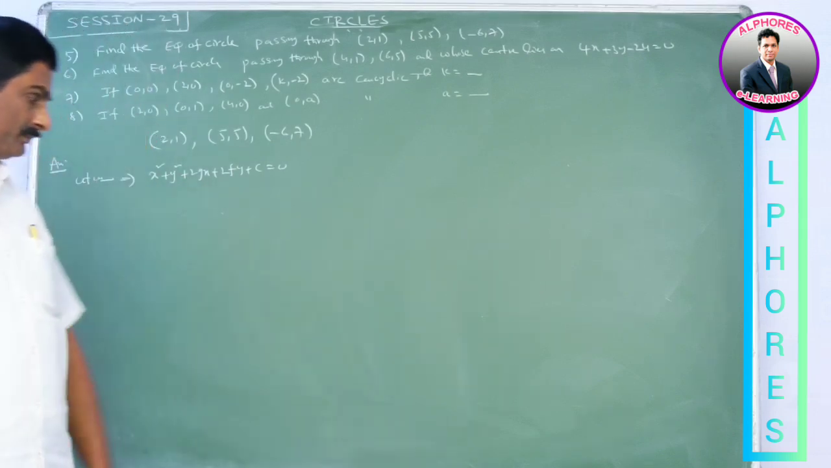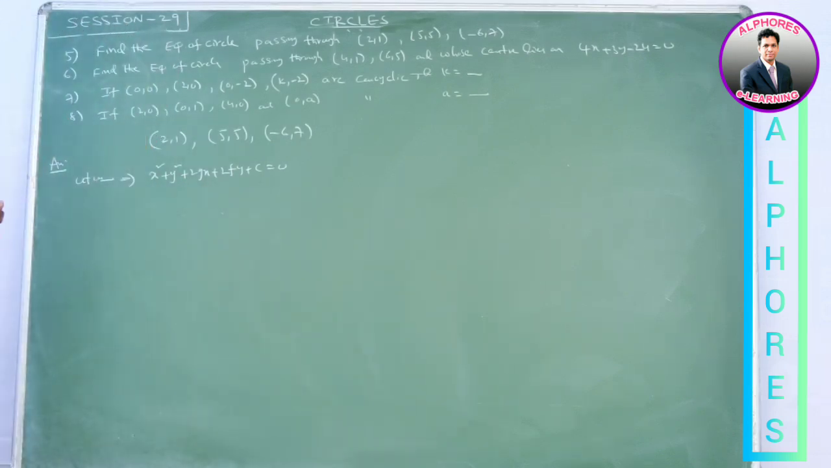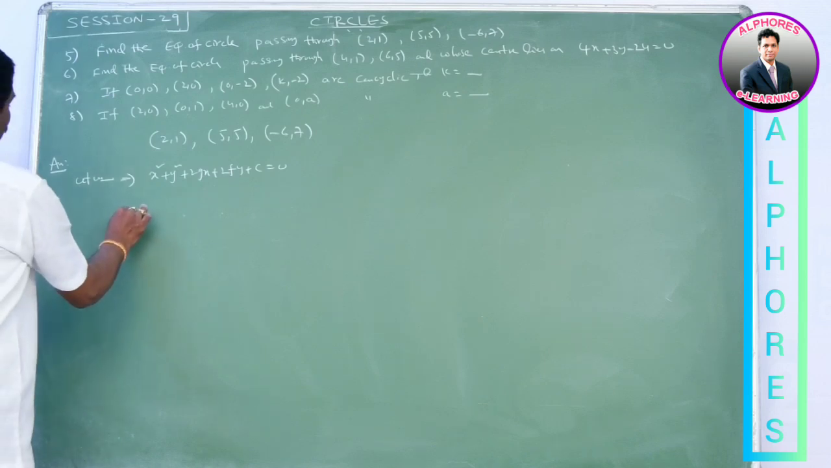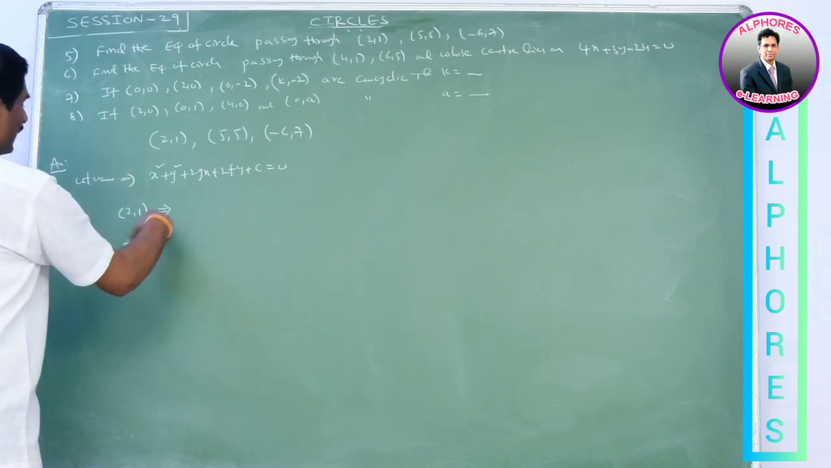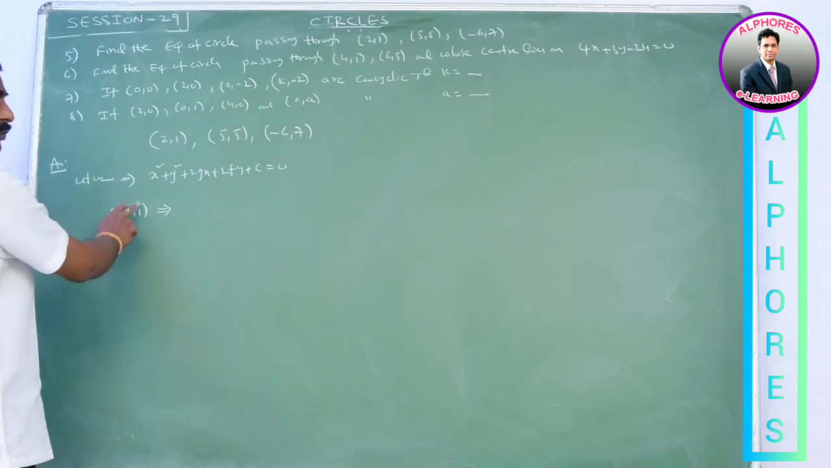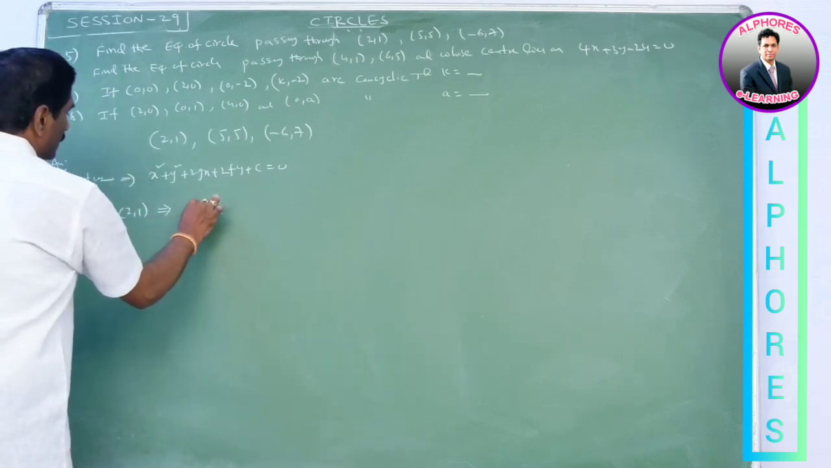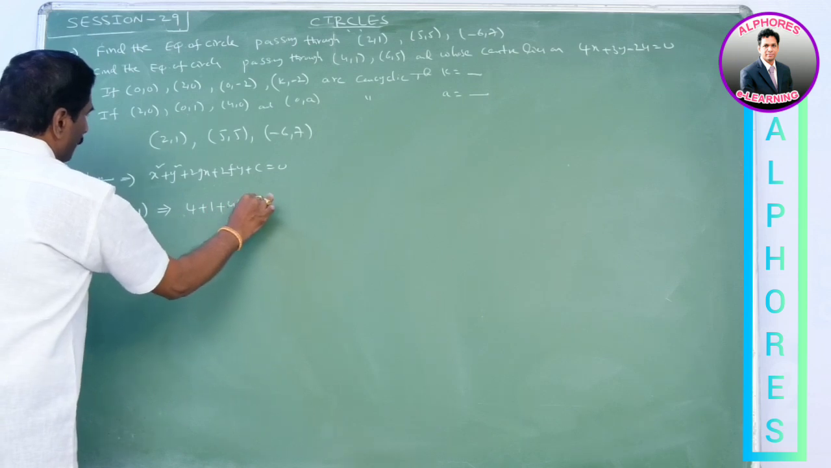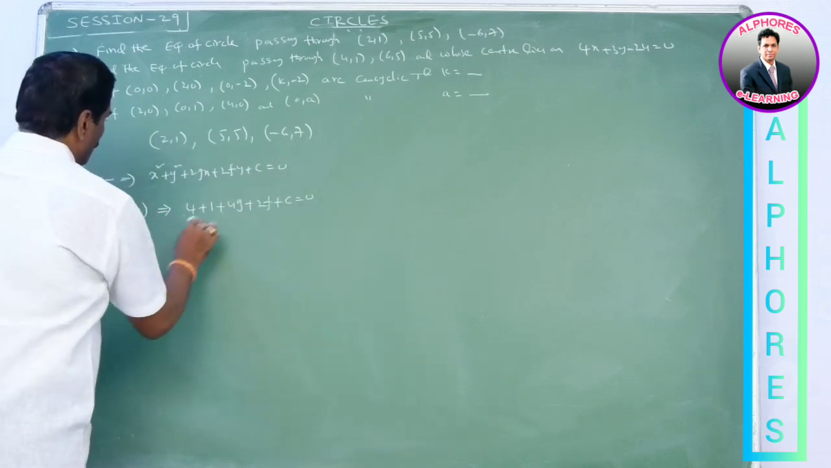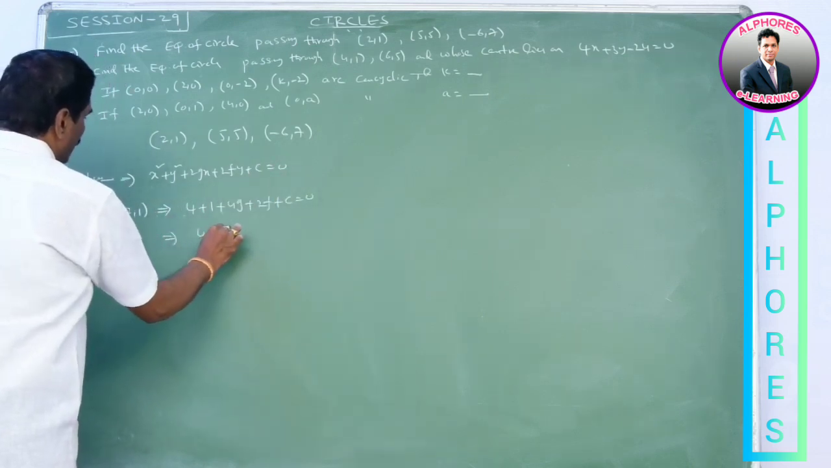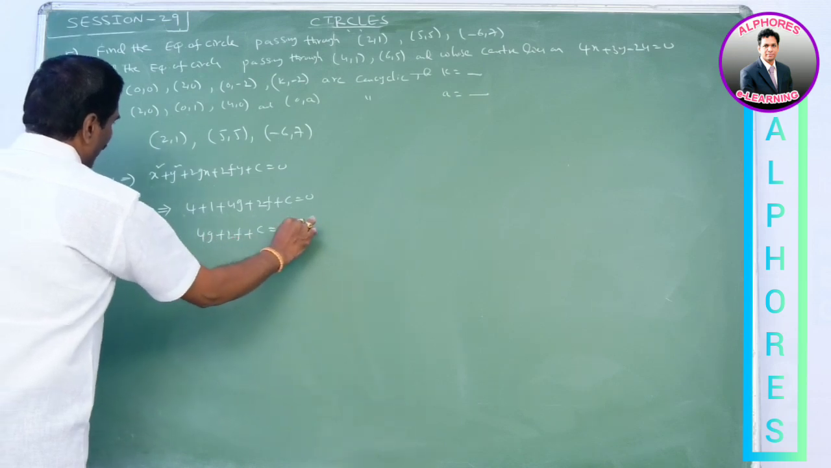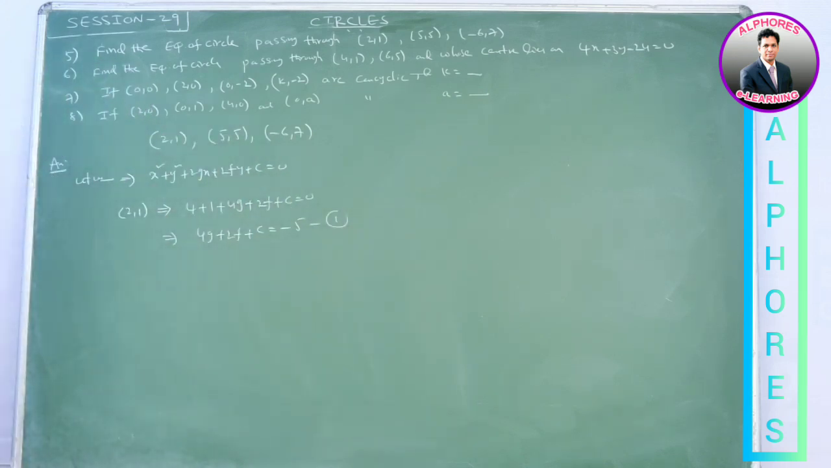Okay. First, let us assume the equation of the circle is x square plus y square plus 2gx plus 2fy plus c is equal to 0. Here (2, 1) must lie on the circle. That means substitute (2, 1) in this equation. That means 2 square means 4, plus 1, plus 4g plus 2f plus c is equal to 0. That means 4g plus 2f plus c is equal to minus 5. It is equation number 1.